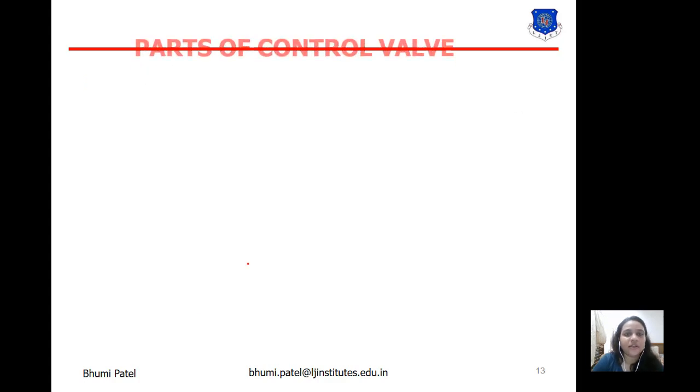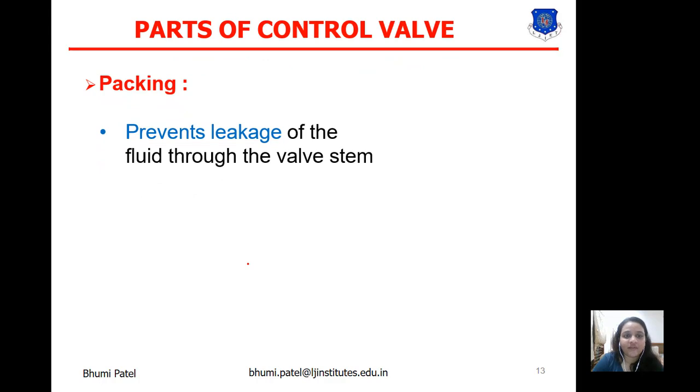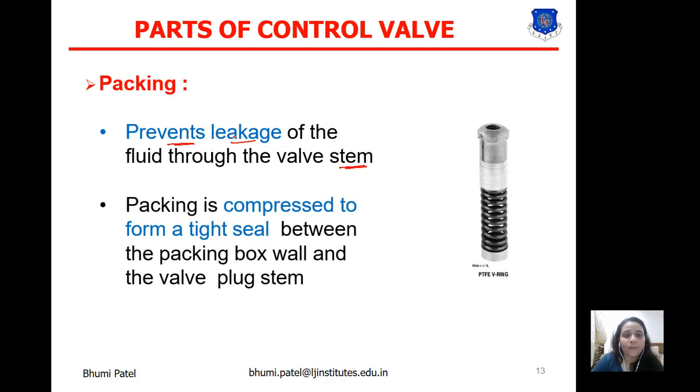The next one is packing. It prevents leakage of the fluid through the valve stem. We connect the packing on the stem only to prevent leakage of the fluid. Now packing is a compressed tube forming a tight seal between the packing box wall and the valve plug stem.